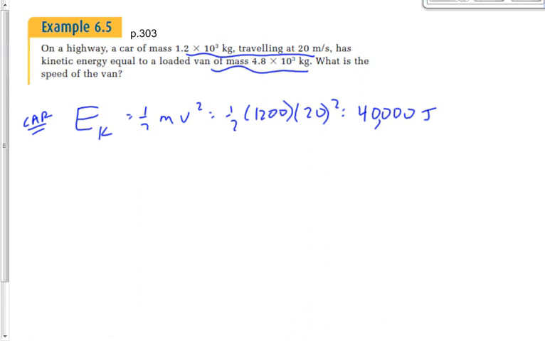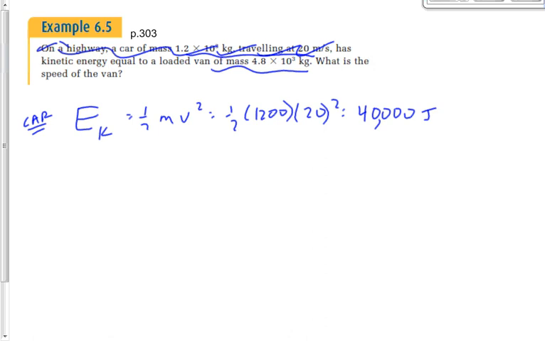Have I got what I'm looking for? No. Have I got something? Yes. Is it going to help me in what I'm looking for? Maybe. Now let's look at this as saying, hey, I know the kinetic energy of the car. Read the next sentence. Kinetic energy of the car is 40,000 joules. It has a kinetic energy equal to the kinetic energy of a van. So what else do we know now, besides the kinetic energy of the car is 40,000 joules?